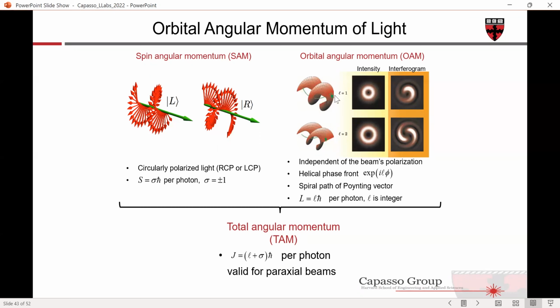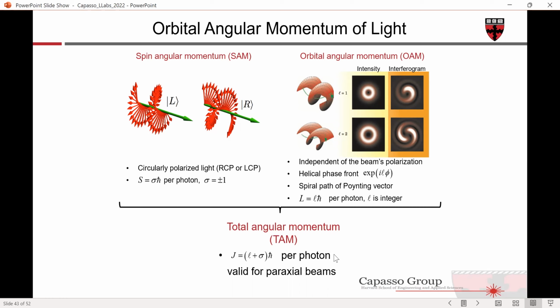Now you might say, is this quantum mechanical? Absolutely. There's theory and experiment showing this is valid at the single photon level. If you have a paraxial beam, then you can neatly separate the spin and the orbital angular momentum.